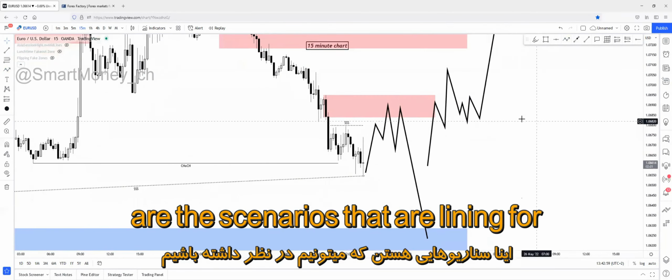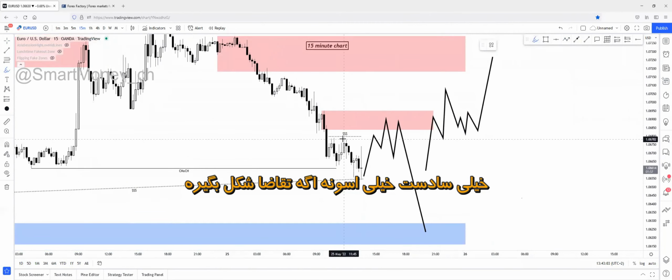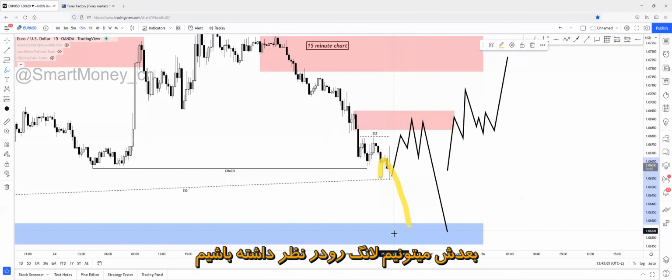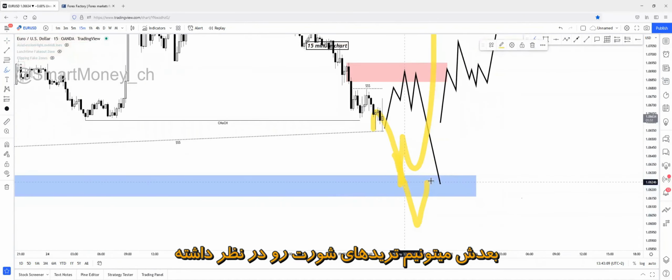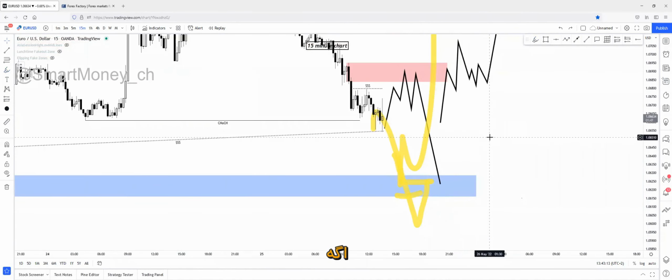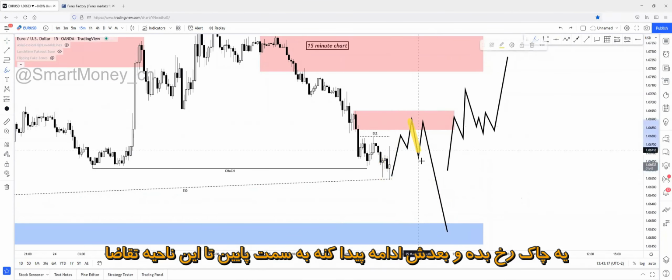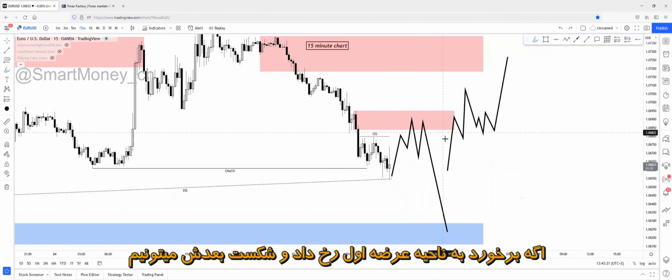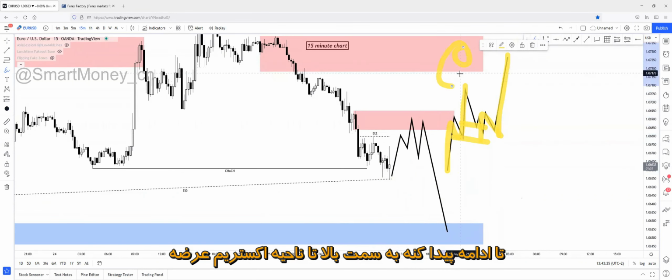So basically, these are the scenarios that are lining up for us. Pretty simple, pretty easy. If the demand tap happens first, then we can execute longs. If the demand tap happens first and it breaks, then we can execute shorts to the downside to the next recent demand level, right? If this supply tap happens first, then we can wait for a change of character, continuation down to this demand zone. If this supply tap happens first and it breaks, then we can wait for a flip zone, change of character, continuation up to the extreme supply zone.